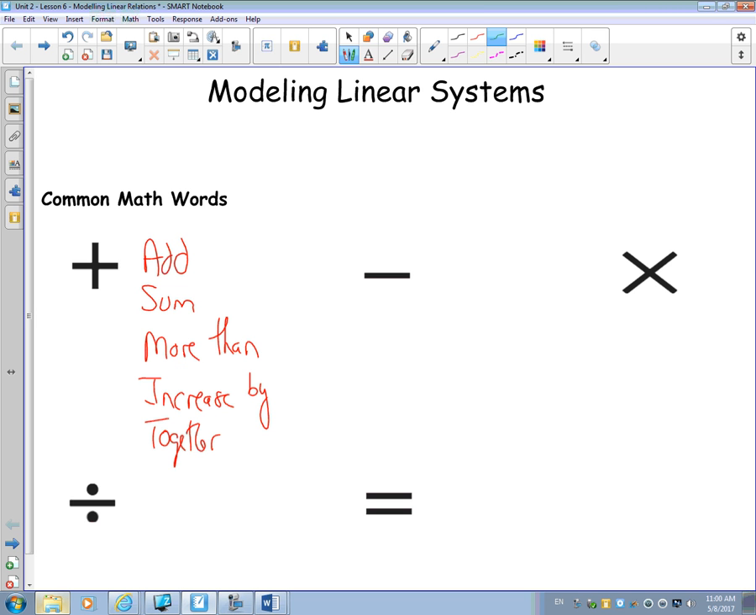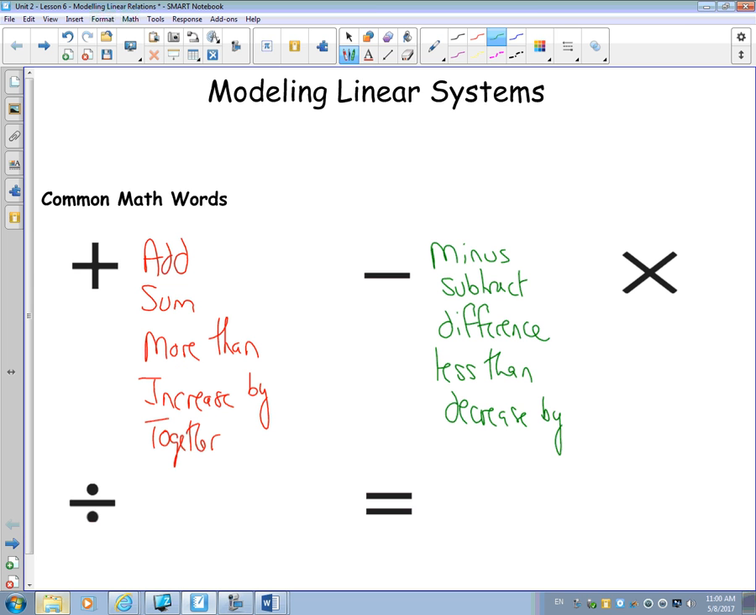Okay, obviously this could be minus or subtract. But the word difference, that's a mathematical word for minus, the difference between two things. You could have less than. You could have decrease by. Here's some examples. Obviously, this could be the next example. We could have times or multiply. Those are kind of our standard ones.